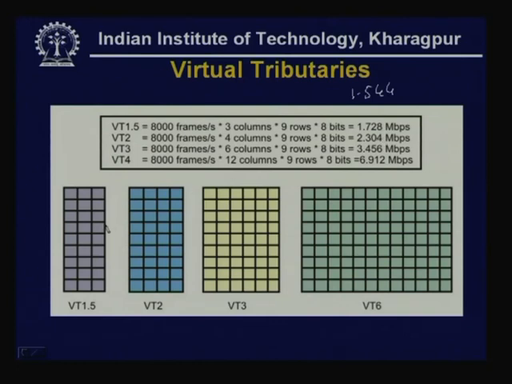There are overheads here, and similarly the other 3 tributaries: VT2 has 4 columns, VT3 has 6 columns, and VT6 has 12 columns. These can be interleaved in a single SONET frame, an STS1 frame, for transmission through the optical fiber.